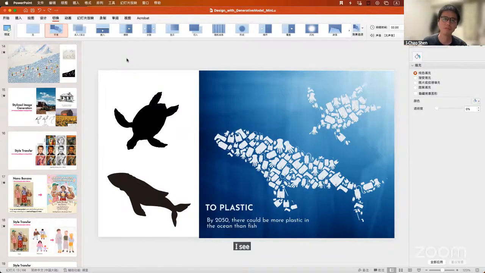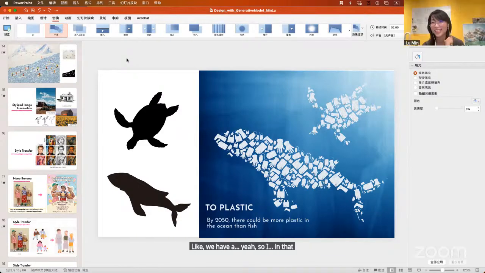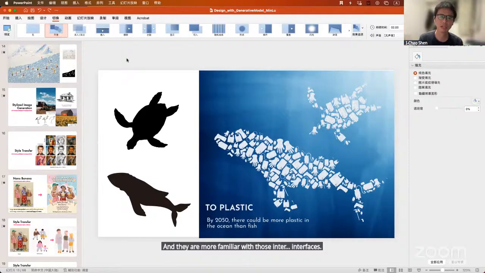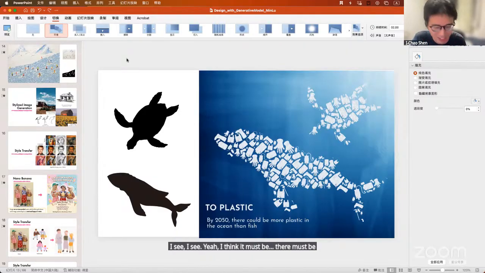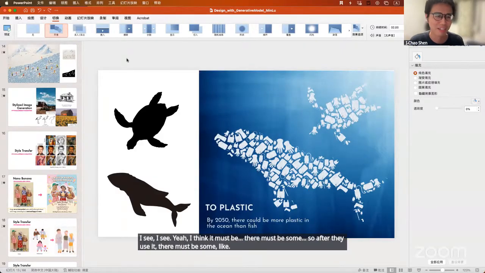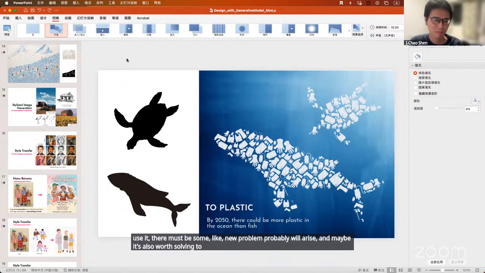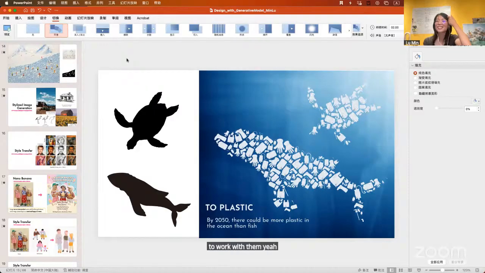In that project they feel excited because they are experts from the visualization field and are more familiar with those interfaces for design. I think after they use it, there must be some new problems that will arise, and maybe it's also worth solving to work with them.